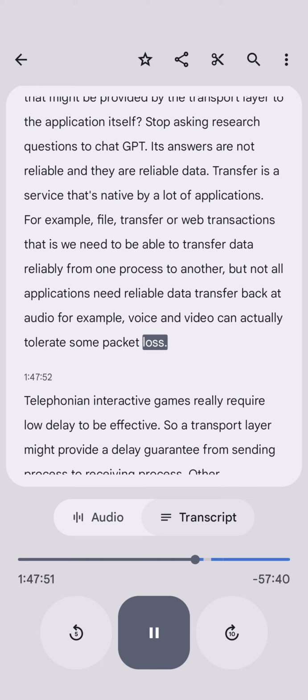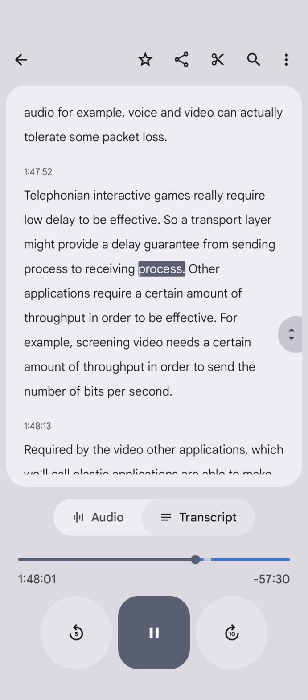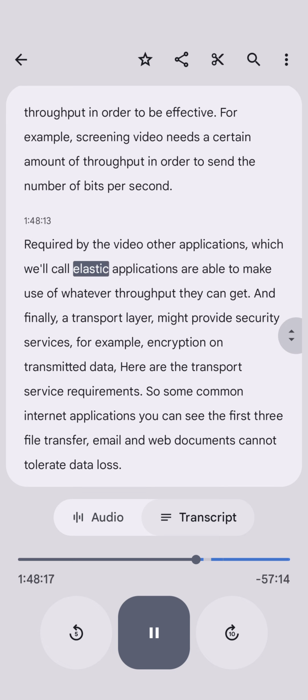Some applications may need timing guarantees. Telephony and interactive games really require low delay to be effective. So a transport layer might provide a delay guarantee from sending process to receiving process. Other applications require a certain amount of throughput in order to be effective. For example, streaming video needs a certain amount of throughput in order to send the number of bits per second required by the video. Other applications, which we'll call elastic applications, are able to make use of whatever throughput they can get. And finally, a transport layer might provide security services, for example, encryption of transmitted data.